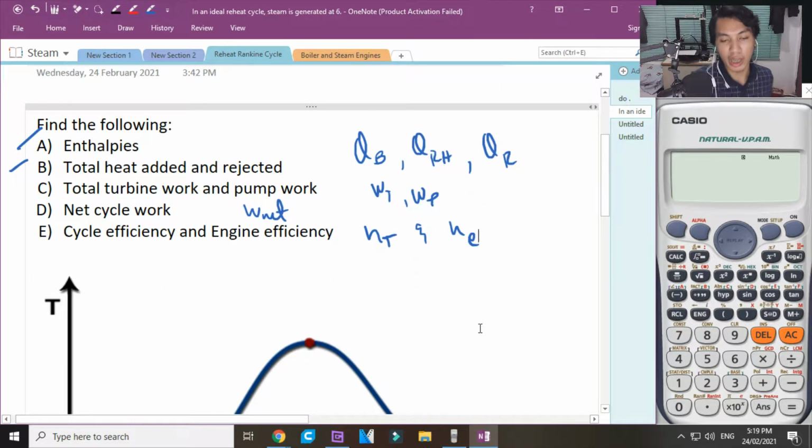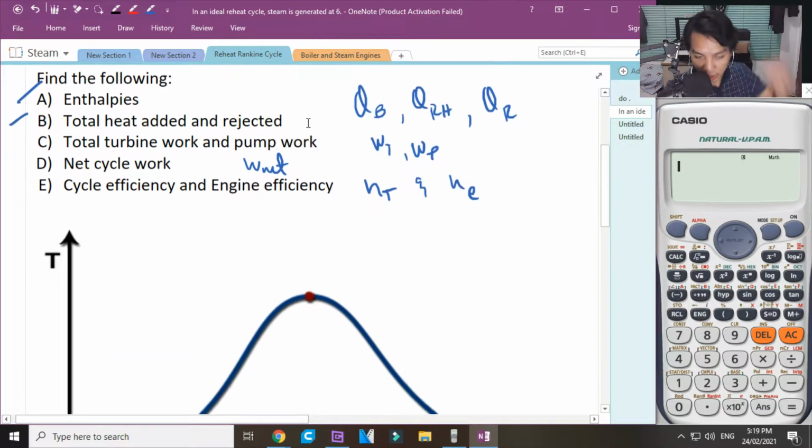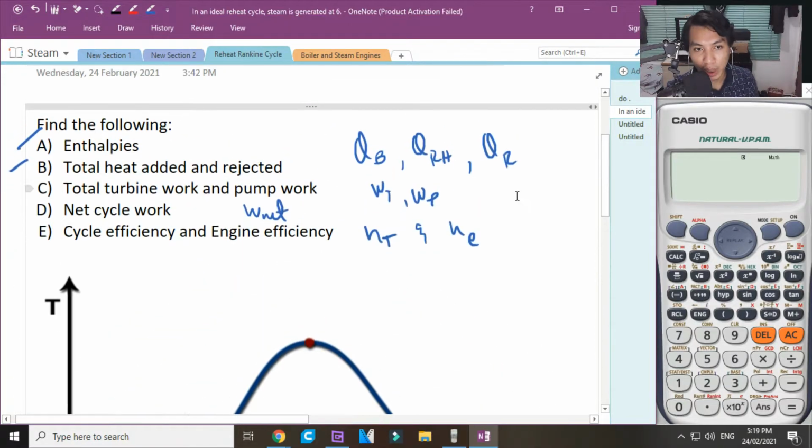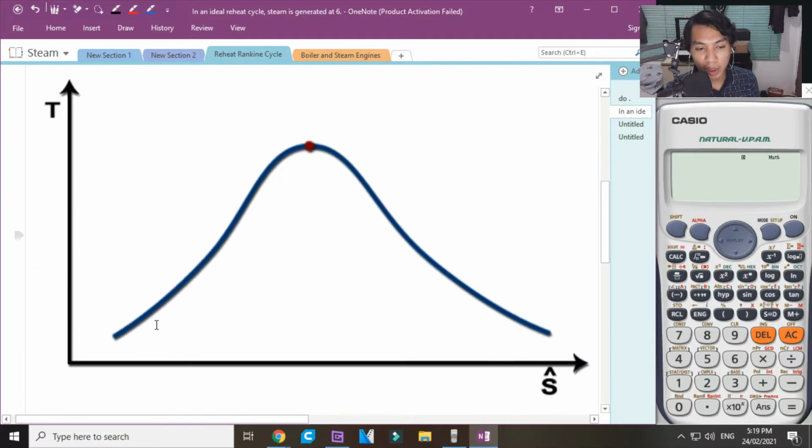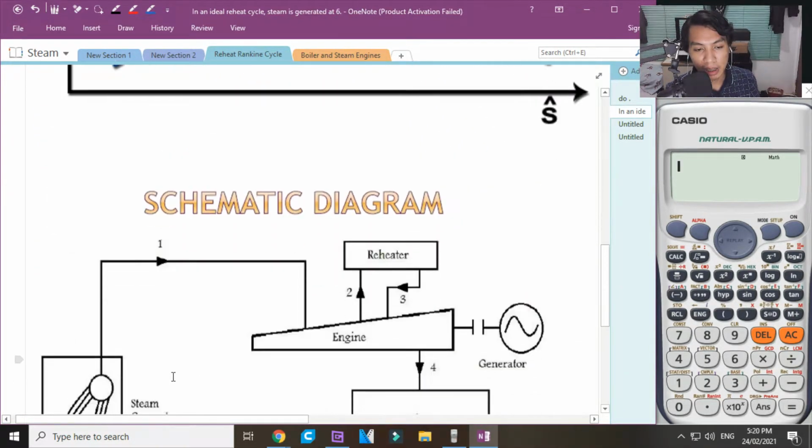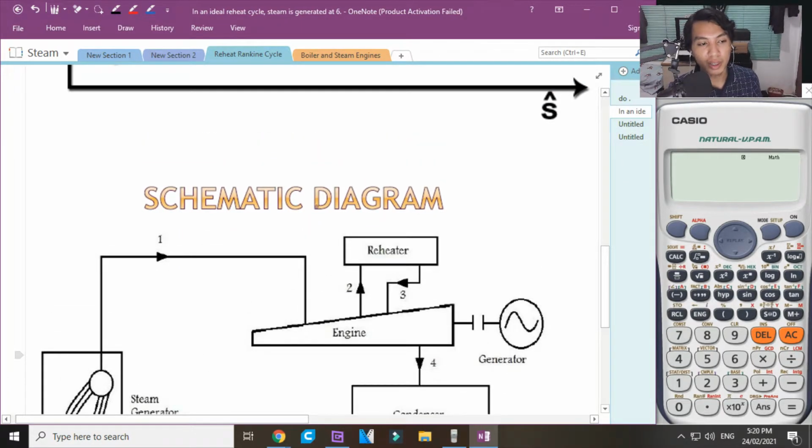So, ito na yung ating graph. Hindi pa naman natin alam yung mga values. All we need to do is, hanapin muna natin yung enthalpies para mas madali natin siyang masolve. So, this is the schematic diagram. At P1 and T1, ano ba yung P1 natin? P1 is 6.3 MPa. Yung T1 natin is at, I think that is 450 degrees Celsius.